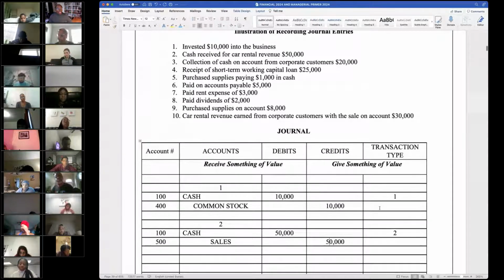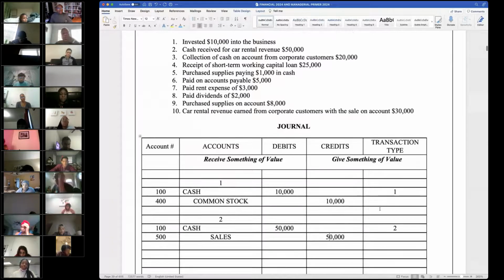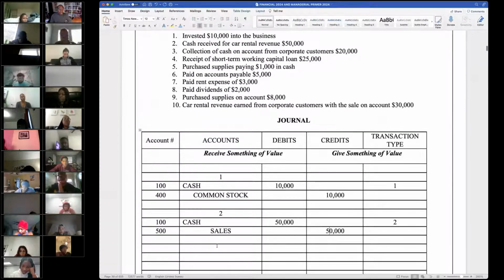Let's move along to transaction three. What's happening in transaction three? We've done some work and we're collecting from these customers. So remember, we're always looking at it from a business standpoint. We've done some work. We're collecting cash from customers.